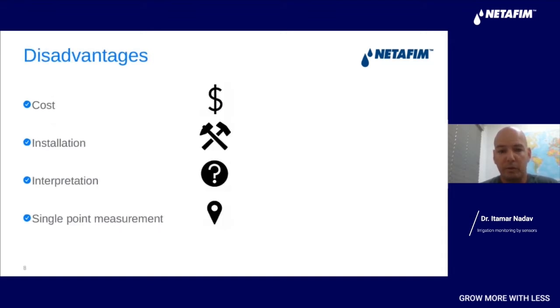But we have some disadvantages with soil sensors or other sensors. First of all, the cost. It costs to buy them. You need to install them, and sometimes it's not that easy. Some of these sensors need interpretation of the results, and all the sensors actually measure just in one point. So if you have a large field or orchard, you actually measure in one point or one tree, and it does not always represent the entire field.